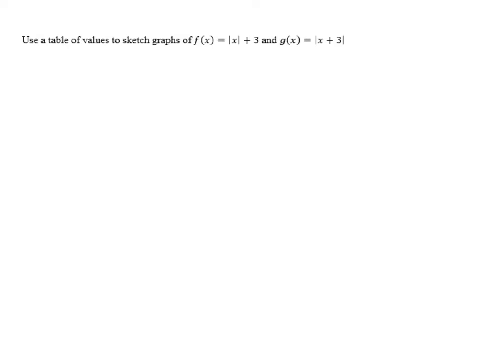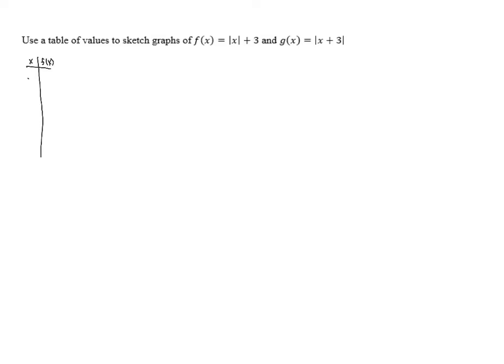Use a table of values to sketch graphs of f of x equals the absolute value of x plus 3 and g of x equals the absolute value of x plus 3. Let's start with f of x. Let's make a table of values, x and then f of x.